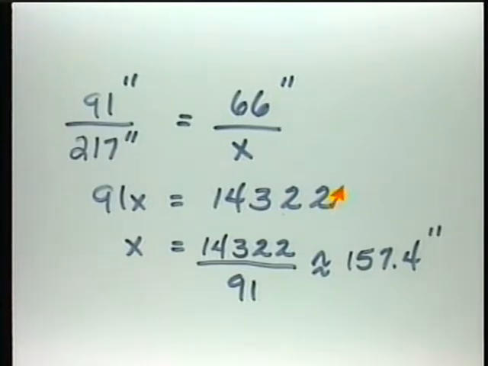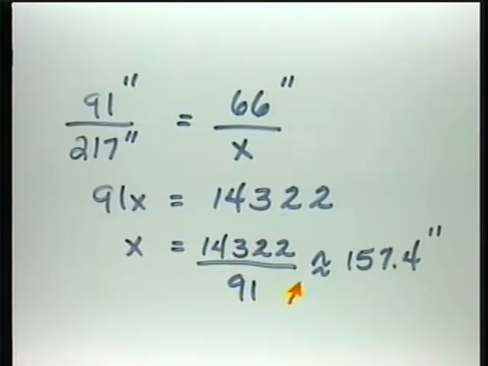14,322 inches. To complete this, since we multiplied to have a 91x as our product here, we'll simply divide by 91 to remove it and have the x left by itself, causing us to also divide the other side of the equal sign by 91. When we divide 14,322 by 91, we get approximately 157.4 inches as the height of the lamp pole.